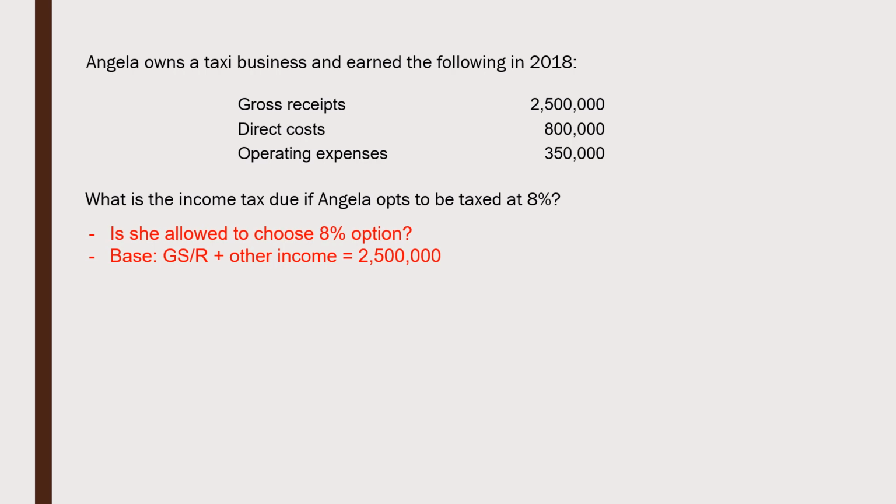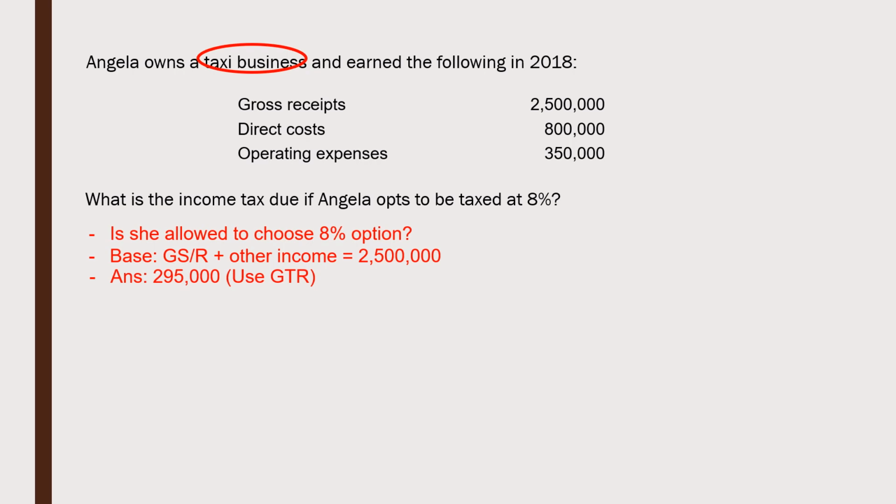Basing only on the tax base, which is gross sales plus other income, Angela does not reach the threshold of 3 million. However, since the business is a taxi business and this is subject to common carriers tax or other percentage tax (OPT), then this makes Angela disqualified or ineligible to choose the 8%.